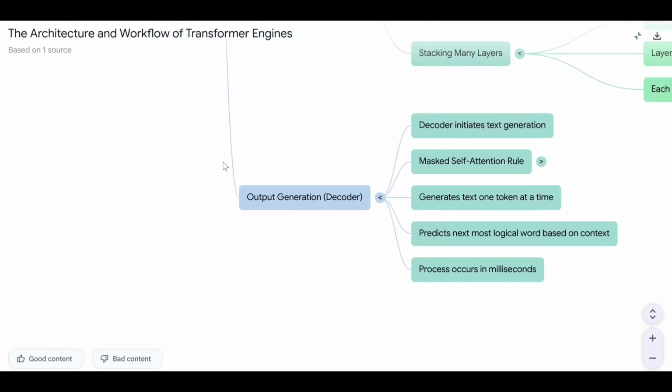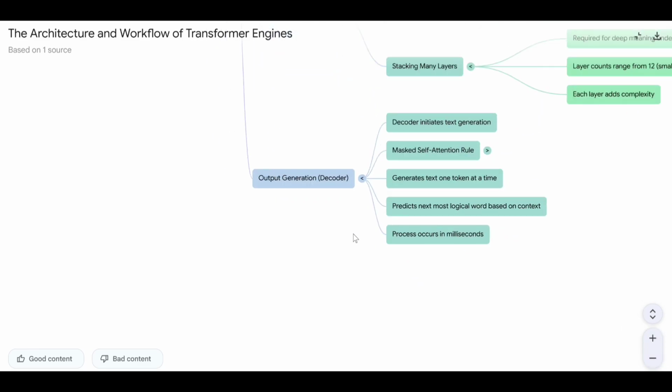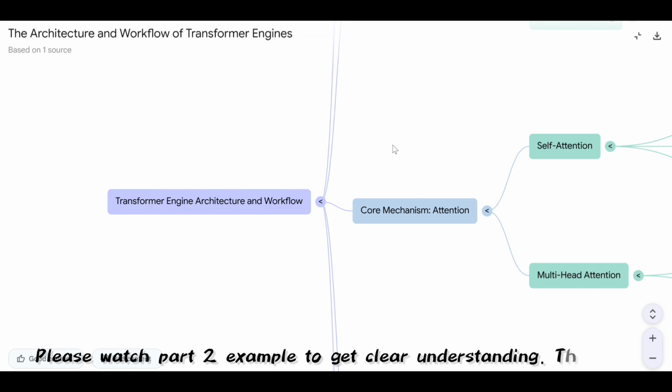Now, how is the output generated? Whatever understanding is done by the model is passed on to the decoder, and it will apply the masked self attention rule. That means it will generate the output word by word. Instead of generating all at once, it generates word by word, and that is how the output is generated. And this whole process happens in milliseconds. Right, so this is about the large language model.